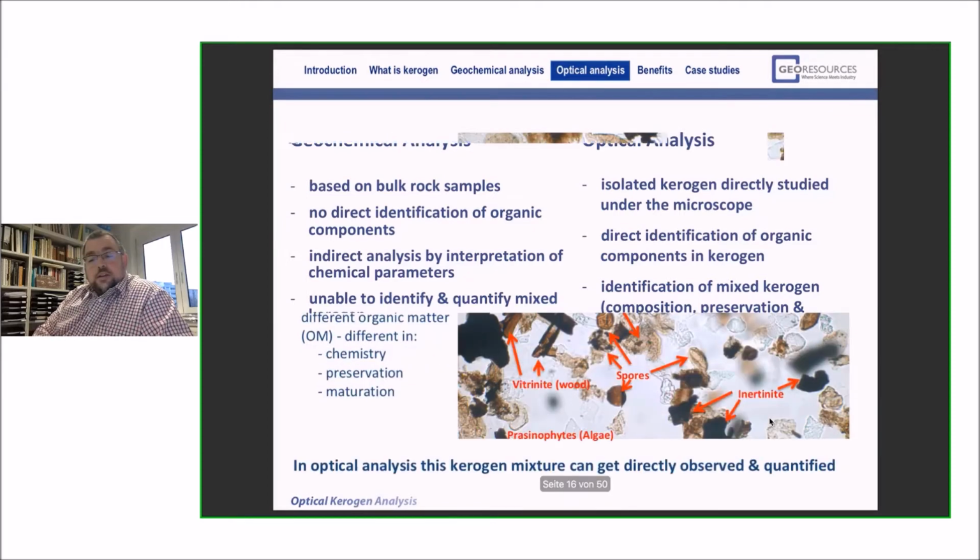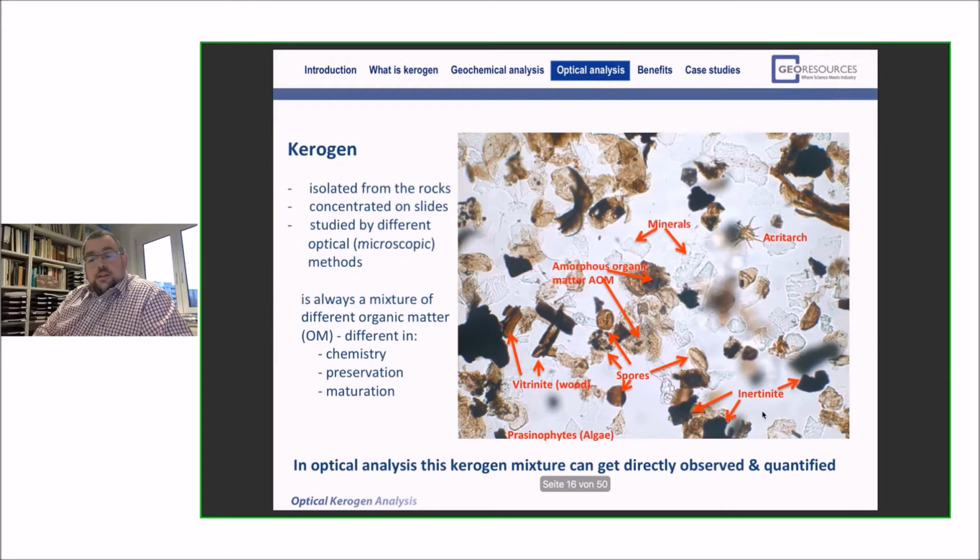So that's what we look at in optical kerogen analysis. This light gray stuff are some minerals because time is money, so we don't have time to wait until the acids have broken down all mineral residues. So we just leave the sample overnight in highly concentrated hydrofluoric acid to break down all the silicates, all the clays. Before it was a couple of hours in concentrated hydrochloric acid to break down all the carbonates.